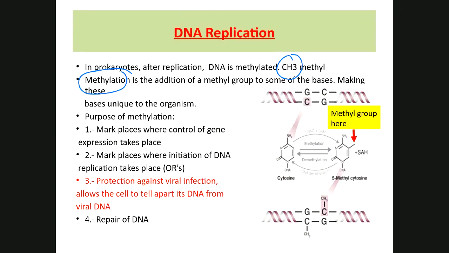And that's important because sometimes bacterial cells are going to be invaded by viral DNA, and the cell must be able to tell what is its own DNA and what is foreign DNA, and methylation will allow it to do that. Viral DNA will not have a methylation pattern like the bacterial DNA will have. So it's a way of protecting themselves.